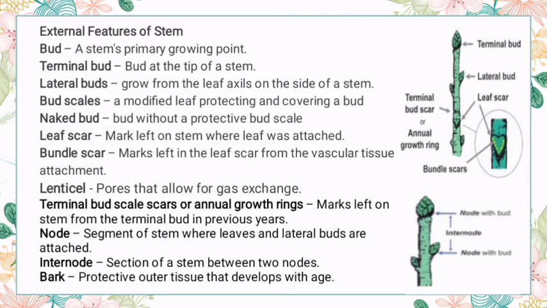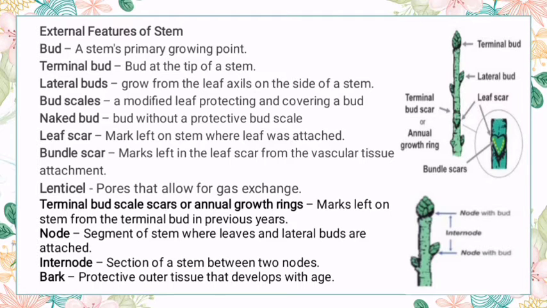Lenticel, pores that allow for gas exchange. Next, terminal bud scale scars or annual growth rings. Marks left on stem from the terminal bud scales in previous years. Terminal bud scale scars are an external measure of annual growth. Therefore, they are important in assessing plant vigor.